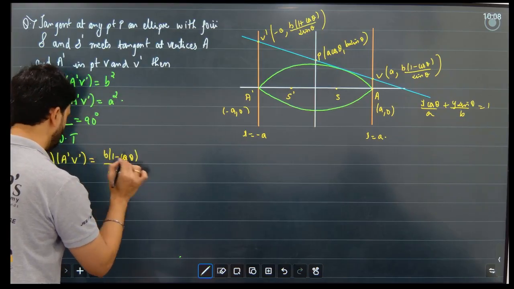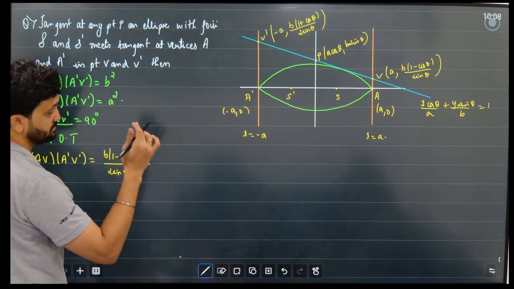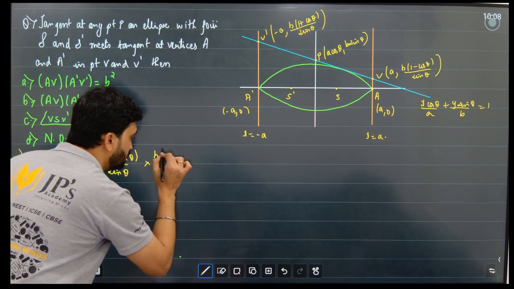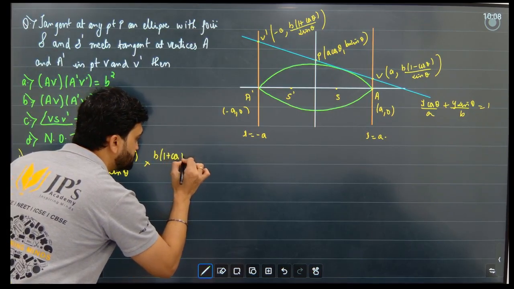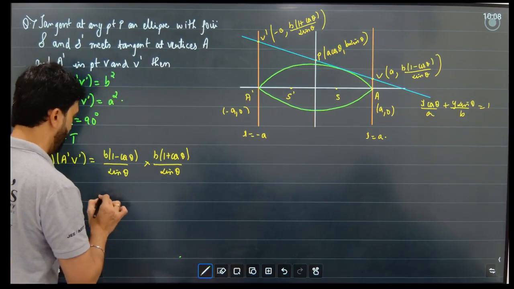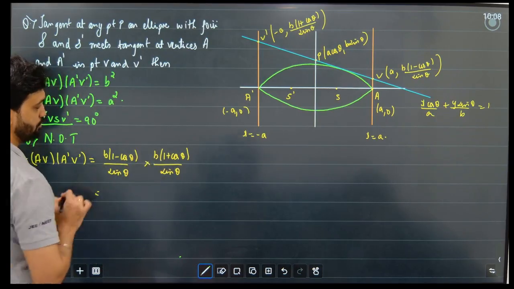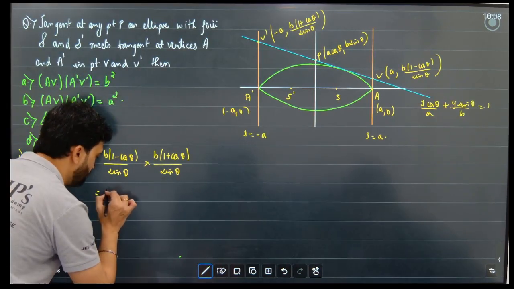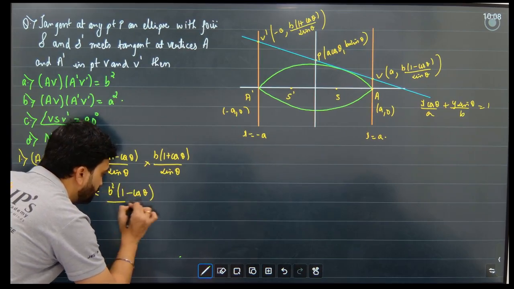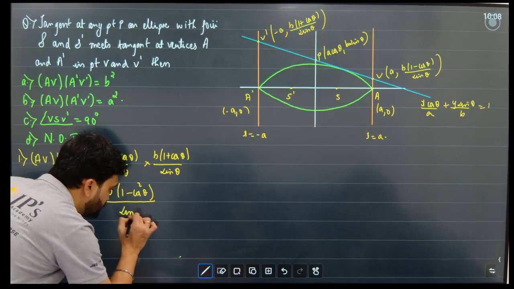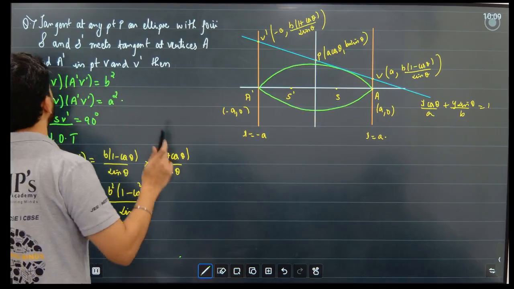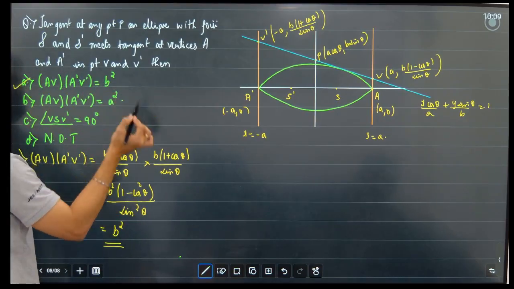This is slope of AV into distance of A'V'. Again, minus A will get cancelled. I will be left with 1 plus cos theta upon sin theta. And if I solve this, 1 plus cos theta into 1 minus cos theta will become 1 minus cos square theta, and below will be sin square theta. Therefore, my answer is b square. This is my answer. Option A is correct.